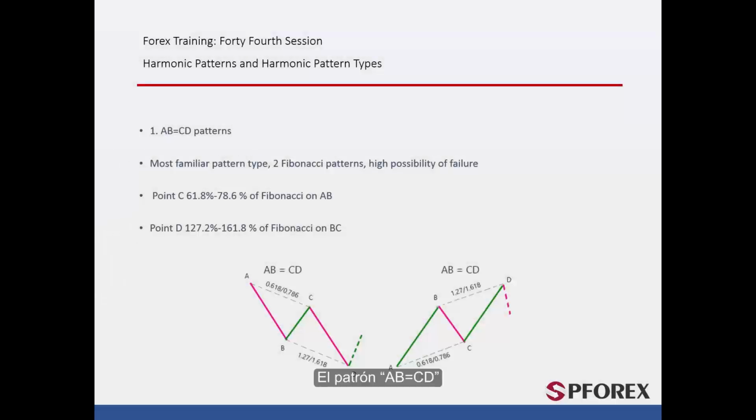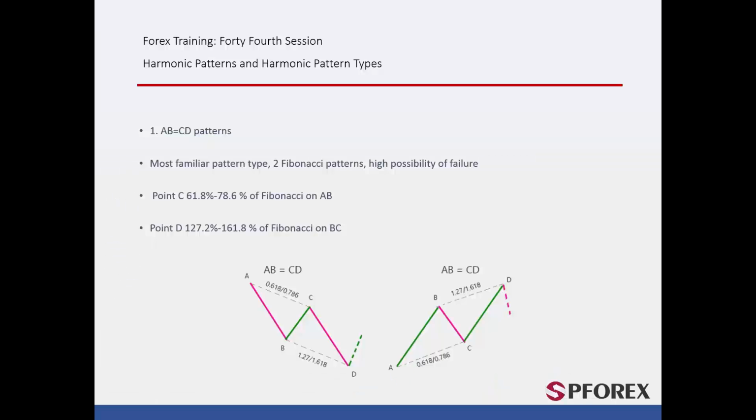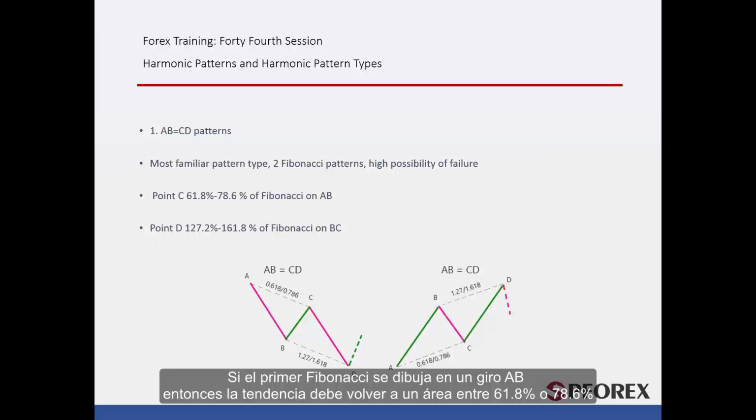The AB equals CD pattern is one of the most popular types of harmonic patterns, which has a simpler structure than the other harmonic pattern types. As illustrated on the graph, the Fibonacci patterns must be drawn on 3 swings. If the first Fibonacci is drawn on the AB swing, then the trend must return to an area between 61.8% and 78.6%. A reversal point in this region, called C, causes the trend to change its direction.